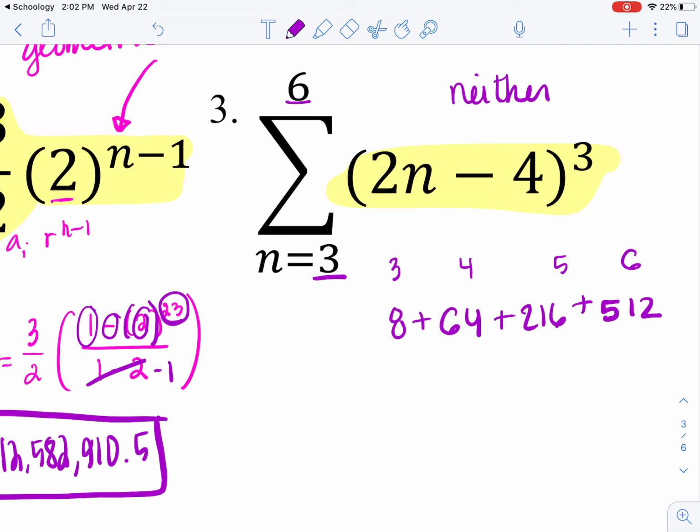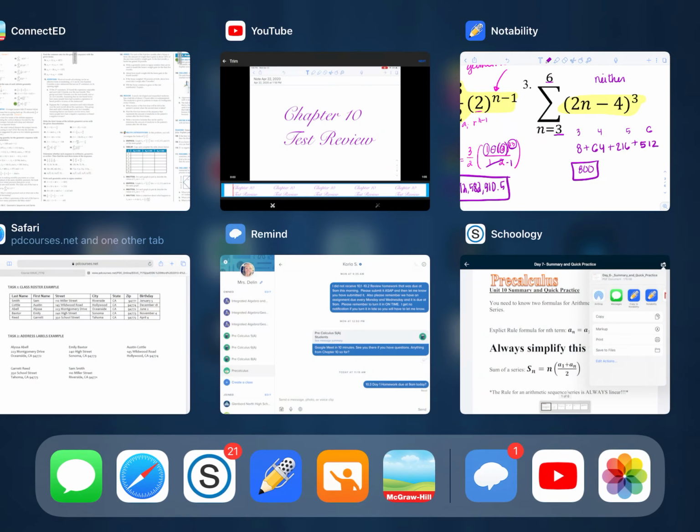I'm looking at an answer key. I did not have that memorized. Okay, so now I can add these 4 numbers up, and I'll get my sum. That is 800.